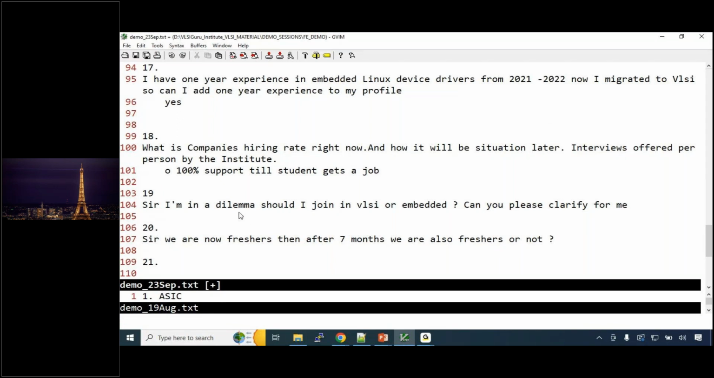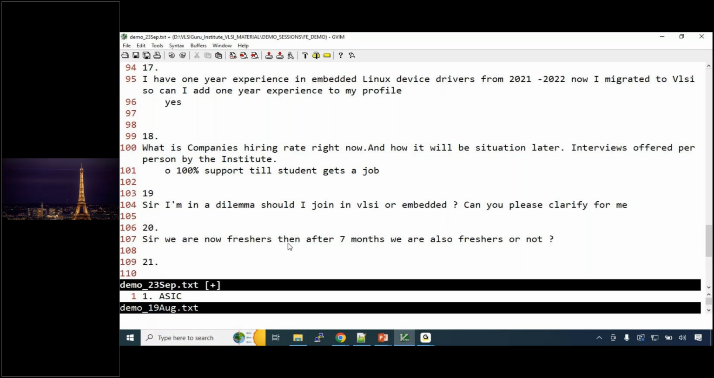I'm in a dilemma. Should I join VLSI or embedded? Can you please clarify? So I will go through today's demo session. Probably it will help you with that. Then you can decide. Today's demo session will also talk about what is VLSI and what is an embedded system. After that, you can decide.